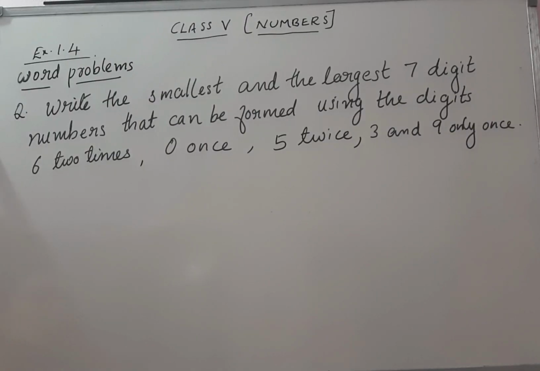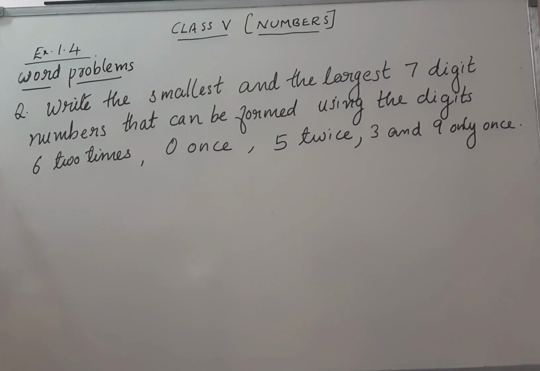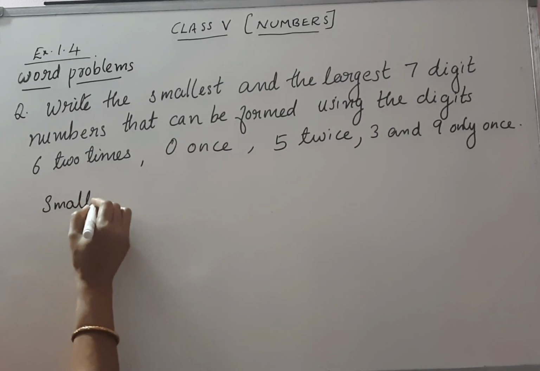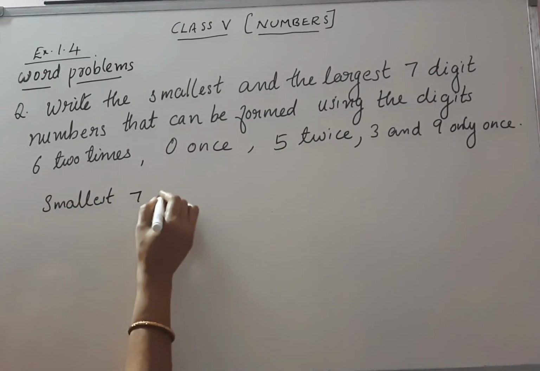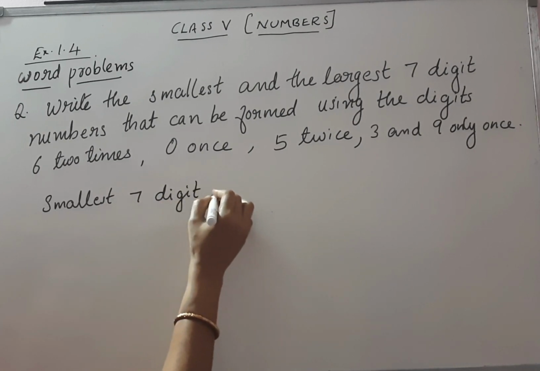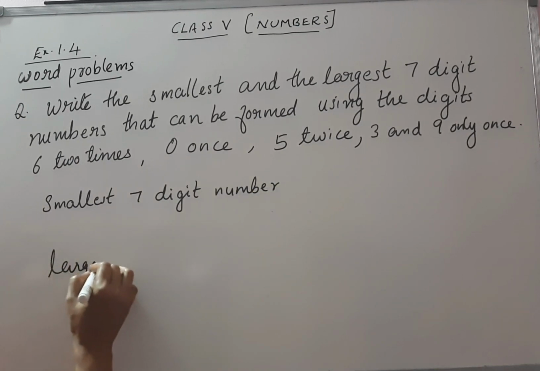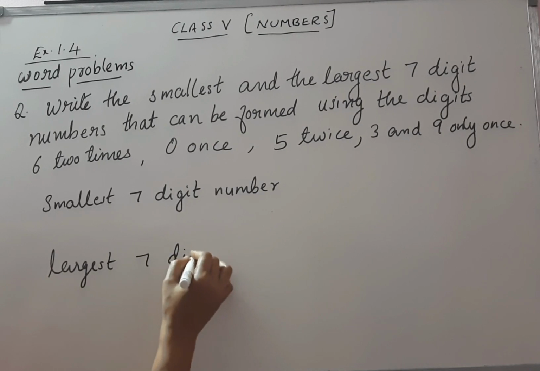Next question: write the smallest and the largest 7-digit numbers that can be formed using the digits 6 twice, 0 once, 5 twice, and 3 and 9 only once. So the condition is given here. How many times each digit should come is mentioned here. It is a 7-digit number, so we need the smallest 7-digit number and the largest 7-digit number.